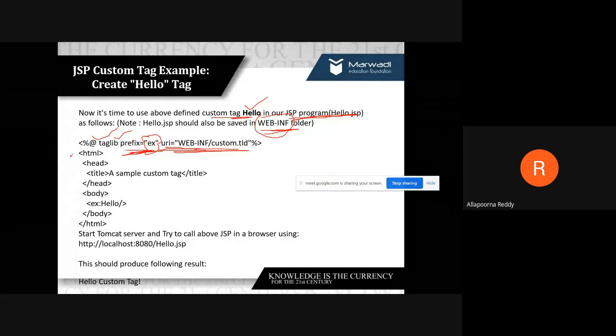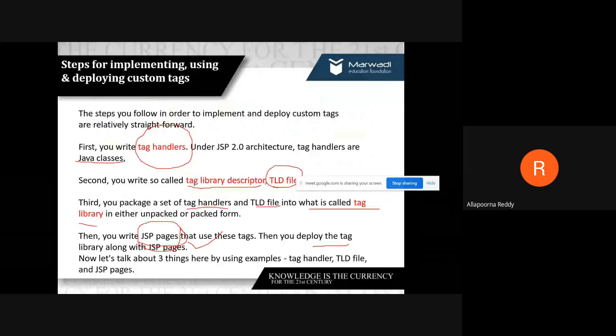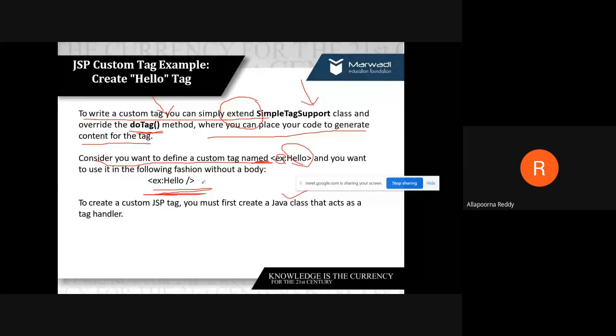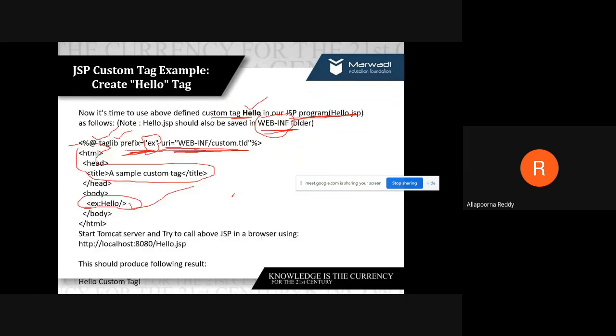Then, as you know how to develop your JSP page, the title is given as an example of a sample custom tag, and then the closing of your head. And I'm just printing my own tag. What is my tag name? Example hello. As I told you, syntactically we need to include it like this, without body, in the following fashion. The same thing I'm implementing in my JSP. Then close off my body, then close off your HTML.